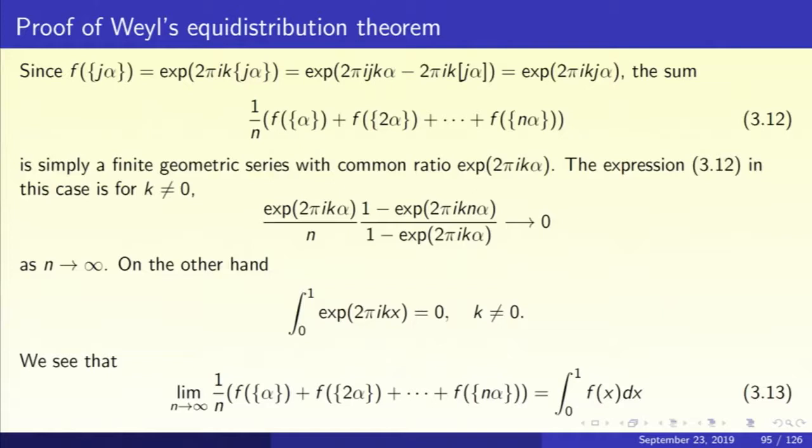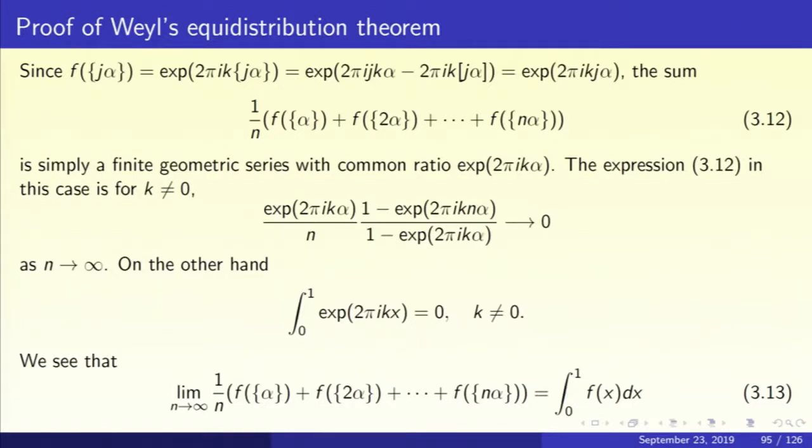[j alpha] is an integer, and e to the power 2 pi i n is 1 whenever n is an integer. The exponential function is periodic with imaginary period 2 pi i, and e to the power 2 pi i is 1, e to the power 4 pi i is 1, etc. So you simply get f of {j alpha} is simply exponential of 2 pi i k j alpha, and so the Cesaro sum 3.12 is simply a finite geometric series with common ratio exponential of 2 pi i k alpha.